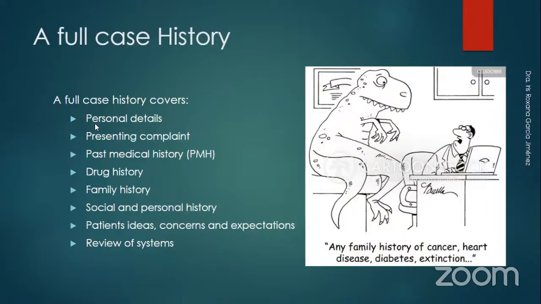Personal details of the patient, of course, the presenting complaint, the past medical history, PMH, drug history, family history, social and personal history, patient ideas, concerns, and expectations, of course, and review of systems. When I say review of systems, of course, we are not going to check the same information as Module 1. We are going to check specific expressions, specific questions that can give you an overview about systems, okay? So let's start.